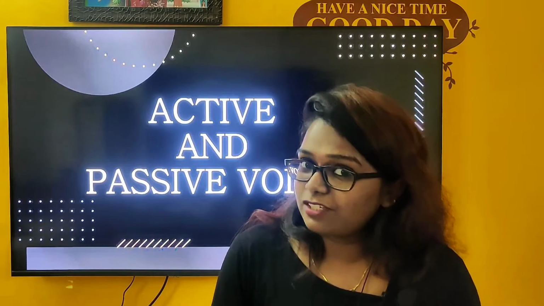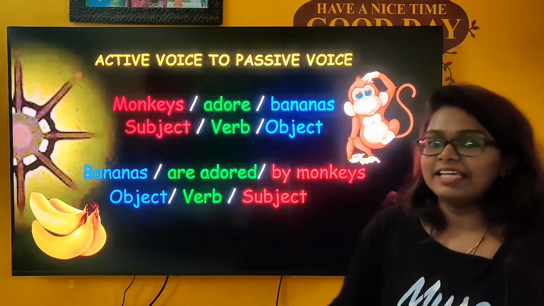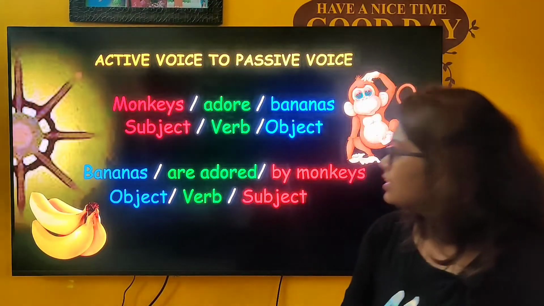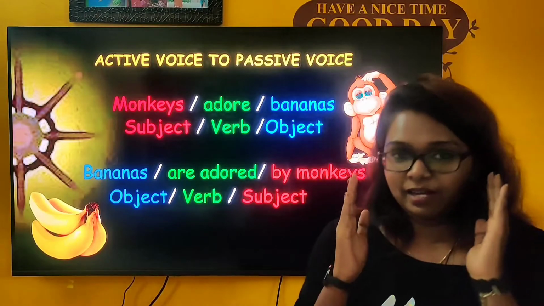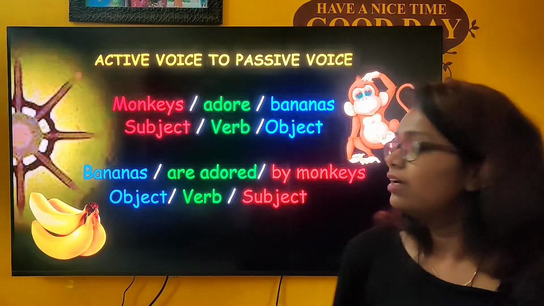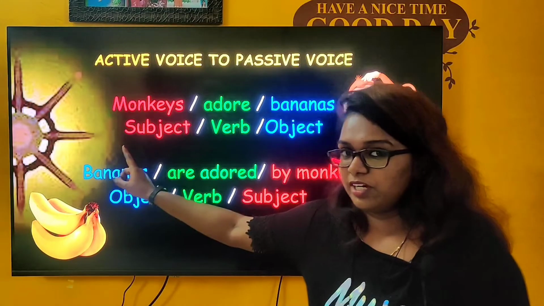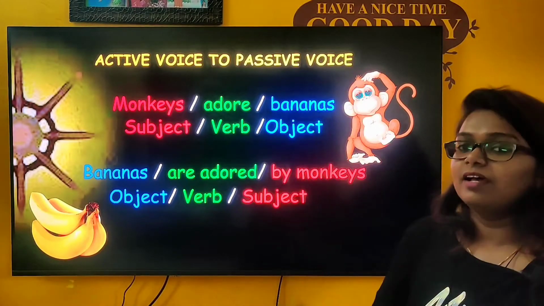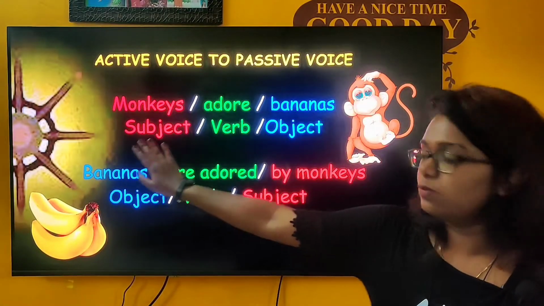Active voice and passive voice. In this first example, monkeys adore bananas. This is in present tense. What we should keep in mind is that we should not change the tense of the sentence. For example, monkeys is the subject, adore is the verb, and bananas is the object. So this is in active voice. This is the structure of active voice.